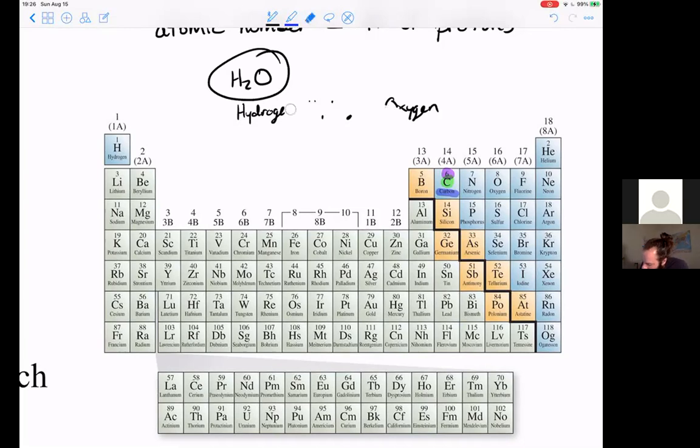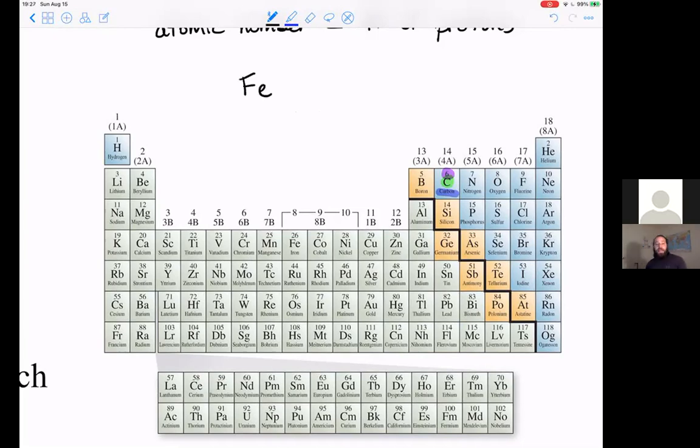And again, it's going to be a really big pain in the butt if I said, how many protons does the element Fe have? You're going to have to hunt on this periodic table until you find that atomic symbol. Turns out it's right here. And so you know that Fe has 26 protons. It's just something you're going to have to get used to, have to get good at.